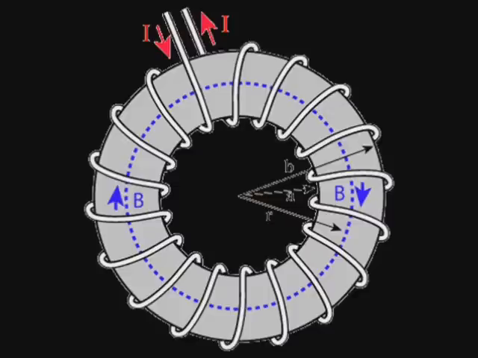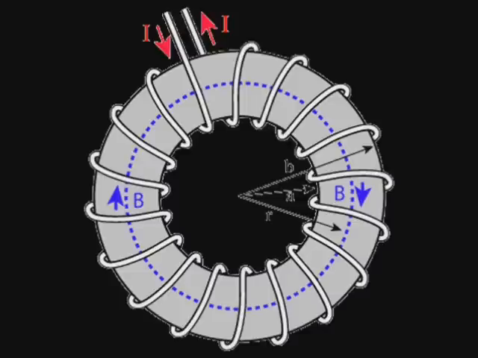This is a picture of a toroid. As current flows through the coil, there will be magnetic flux, mostly in the core. Some of the flux outside the toroid is called leakage flux.